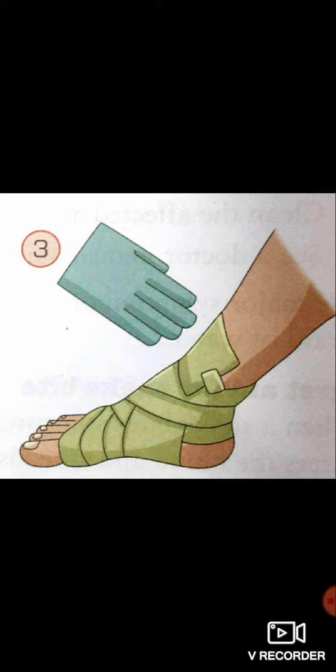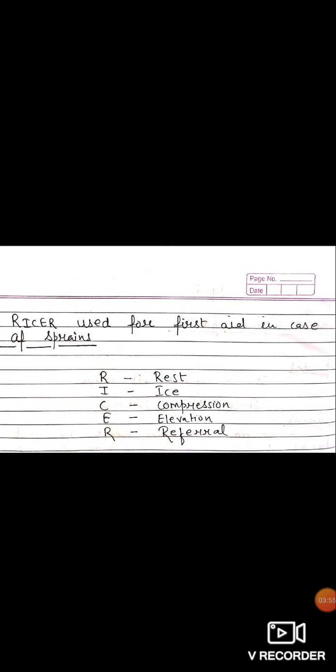There is also one term which is used for first aid in case of sprain. The term is RICER. RICER means R for rest, I for ice, C for compression, E for elevation, and R for referral. So now let's discuss the first one, rest.